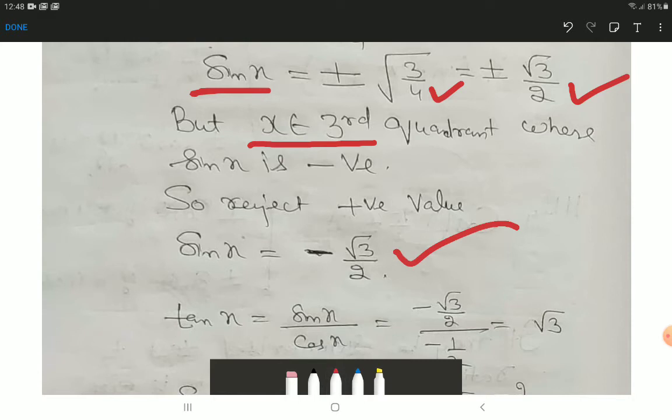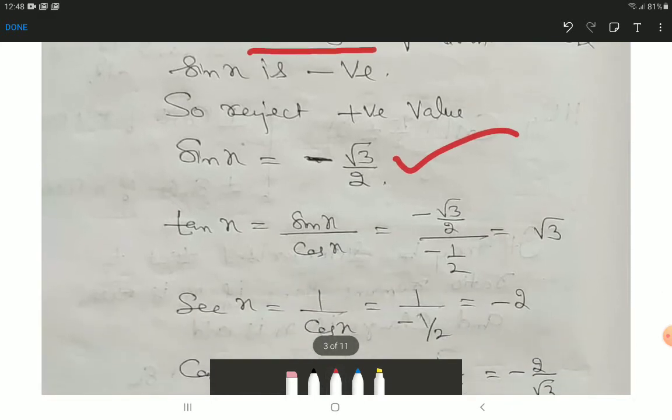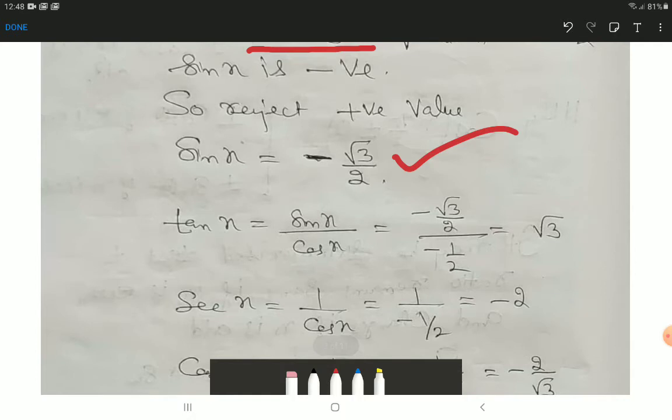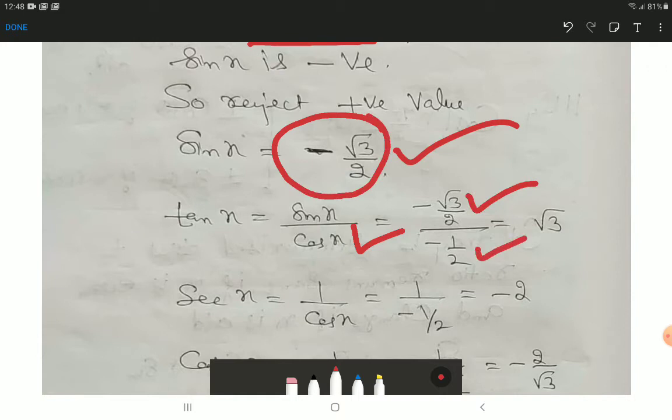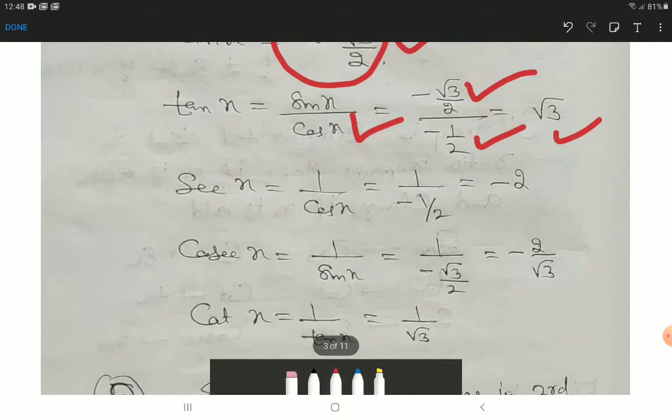Let's now calculate tan x. So we are using class 10 identities. Tan x is equal to sin x upon cos x. Sin x we have calculated to be minus root 3 by 2. Cos x was given as minus half. So the answer comes out to be root 3. Sec x is equal to 1 by cos x. 1 upon cos x, which is given to be minus half. So 1 upon minus half is minus 2.